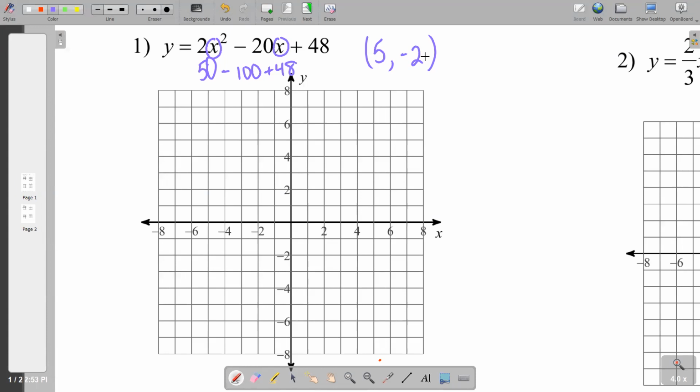Really? Man, that's weird. Okay, good. So that means that we can go to the point now, 5, negative 2, and we can now begin the process of graphing. So my vertex is at the point right 5 down 2. So boom, make a little dot there.